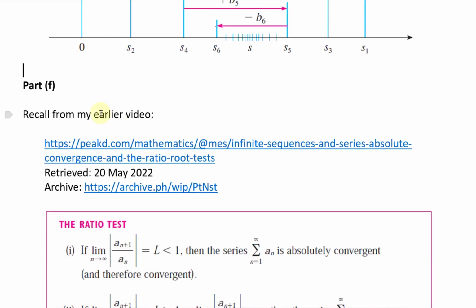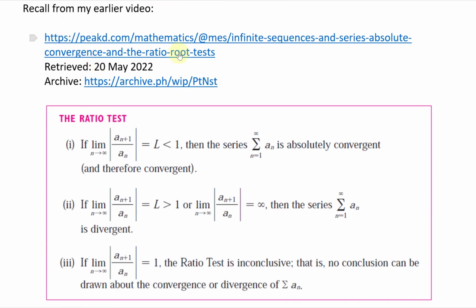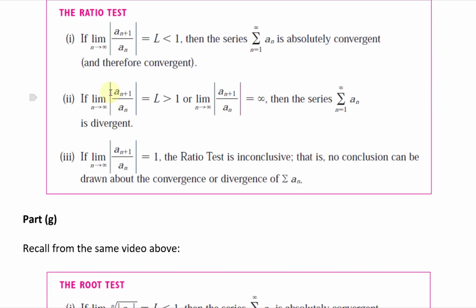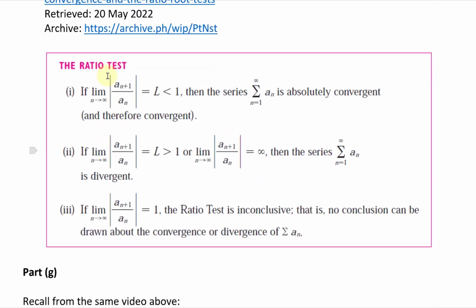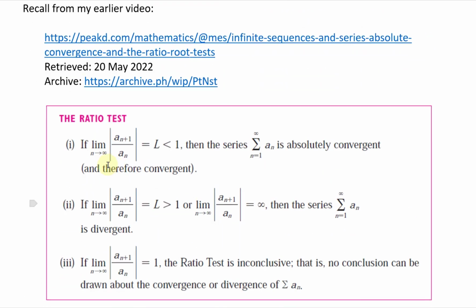And now part F is the ratio test, part G is going to be the root test. So let's take a look right here. Recall from earlier videos, this is on the ratio/root test. So the ratio test: if the limit as n approaches infinity of the absolute value of a_(n+1) divided by a_n is equal to L, so it exists, and it's less than 1, then the series summation from n equals 1 to infinity of a_n is absolutely convergent and therefore convergent.